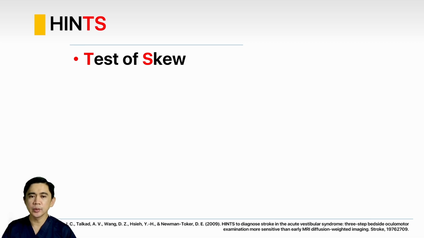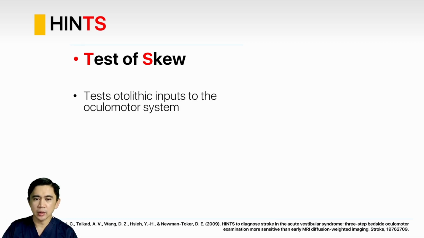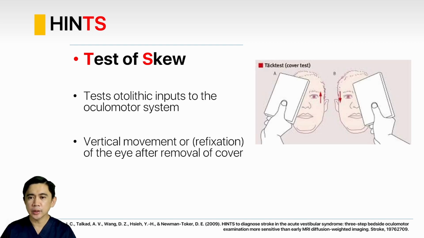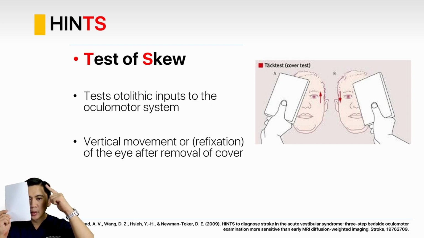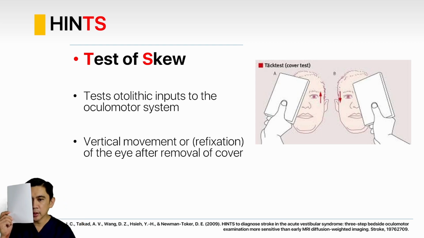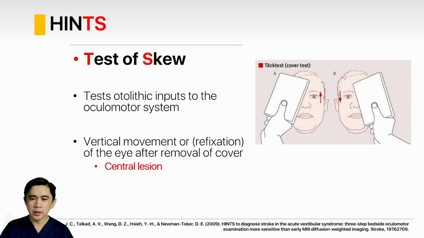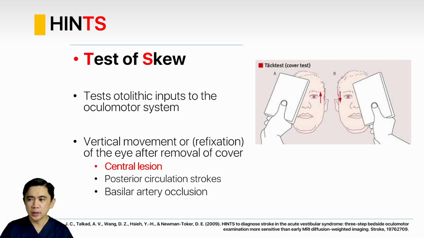TS stands for test of skew. It tests otolithic inputs to the oculomotor system. Test of skew is also called the cover test, wherein we cover one eye and observe the patient. If one eye goes up, or there is a vertical movement, either up or down, whenever we cover one eye, that's a positive test of skew. We also test the other eye and look for the vertical movement on that side. This will mean a central lesion, particularly seen in posterior circulation strokes and basilar artery occlusion.